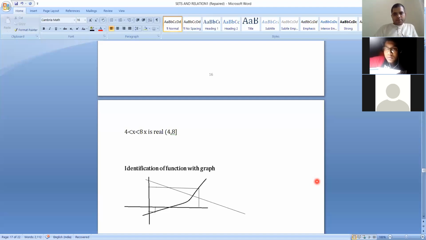This symbol is read as lambda. Find lambda such that f(x) equals g(x). Last question: find lambda such that f(x) is equal to g(x).